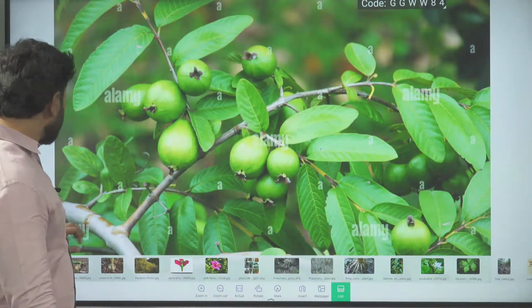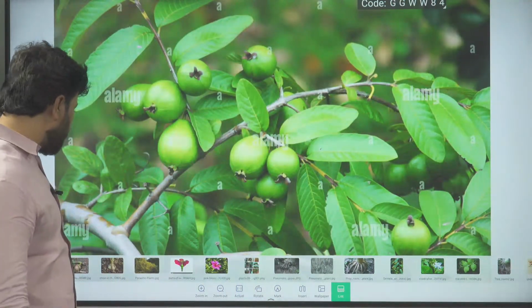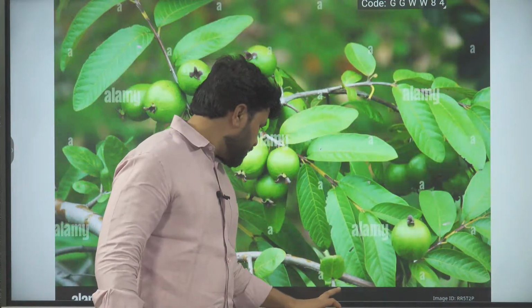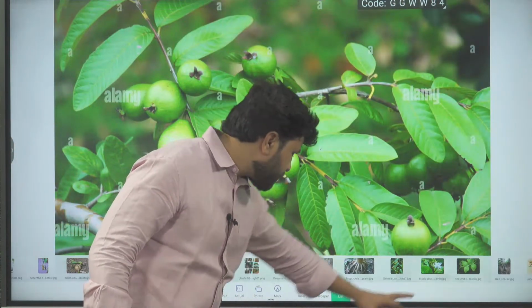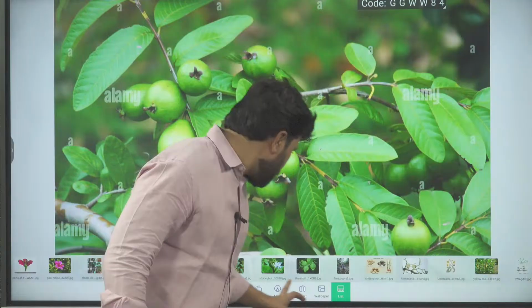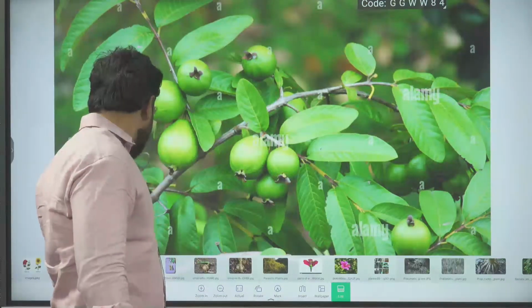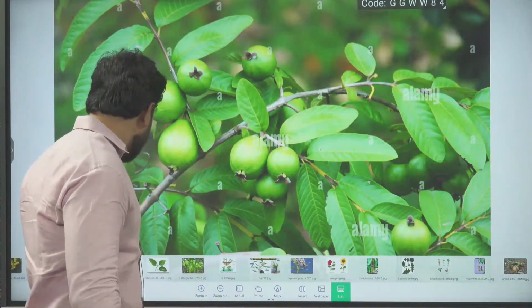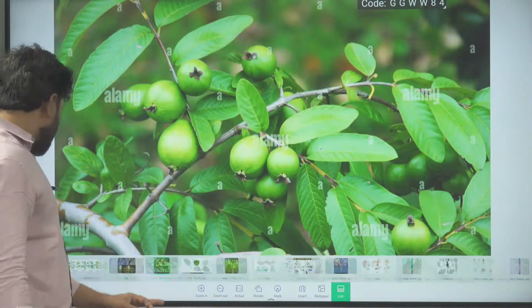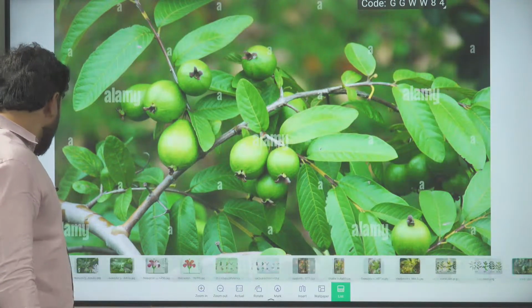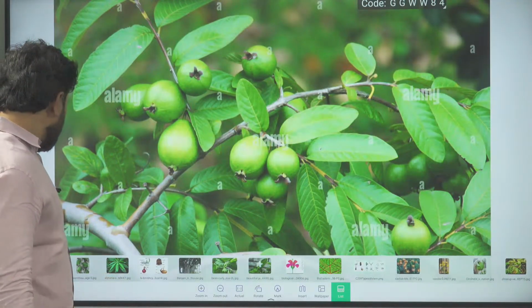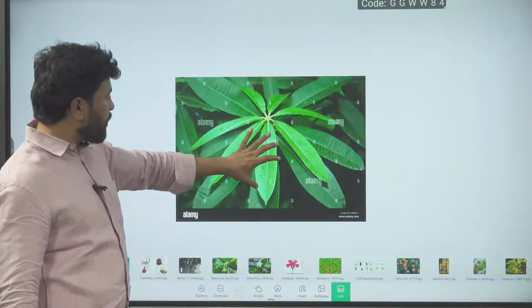Calotropis, guava, Calotropis. All show opposite phyllotaxy. I've also shown you earlier the whole phyllotaxy manner, where all the leaves are arranged in a ring-like manner.